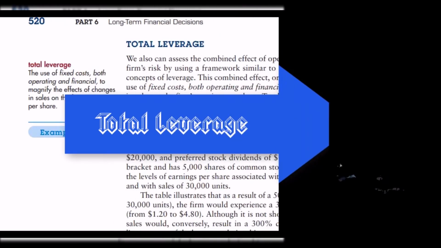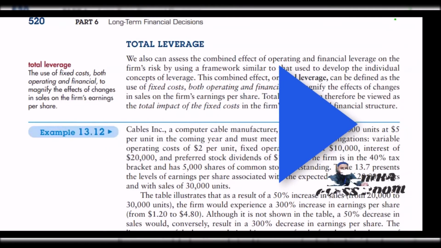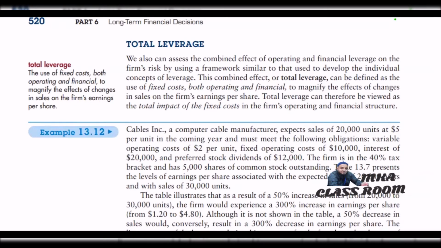Now we will start total leverage. We will start today total leverage. The use of fixed cost, both operating fixed cost and financial fixed cost, to magnify the effects of change in sales on the firm's earning per share is the total leverage.